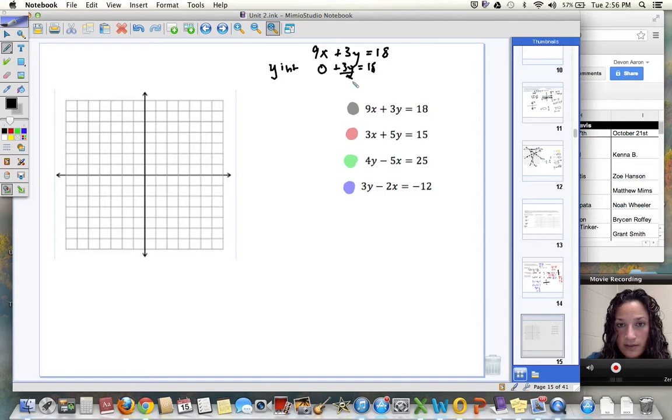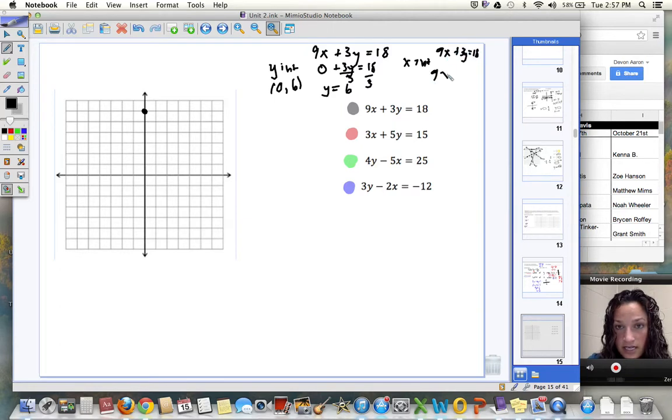So now I want to divide by 3. Divide by 3. My y is going to be a 6. So I can plot that point now. So that point, remember, is where my x is 0 and my y is 6, because I just plugged in 0 for x. So I'm going to go 0, 1, 2, 3, 4, 5, 6. There's my point. Now if I want my x-intercept, I set my y to 0.